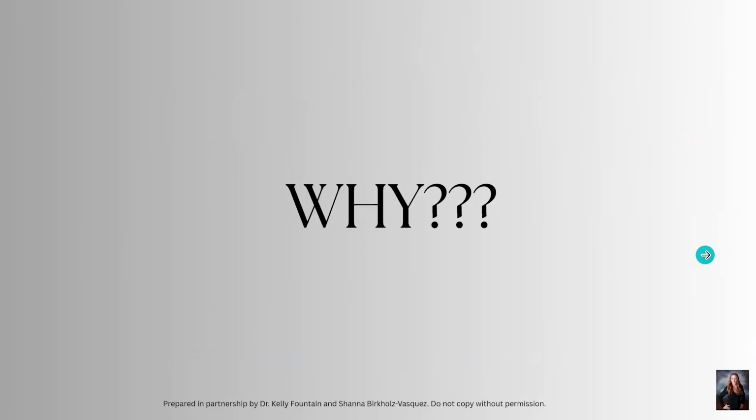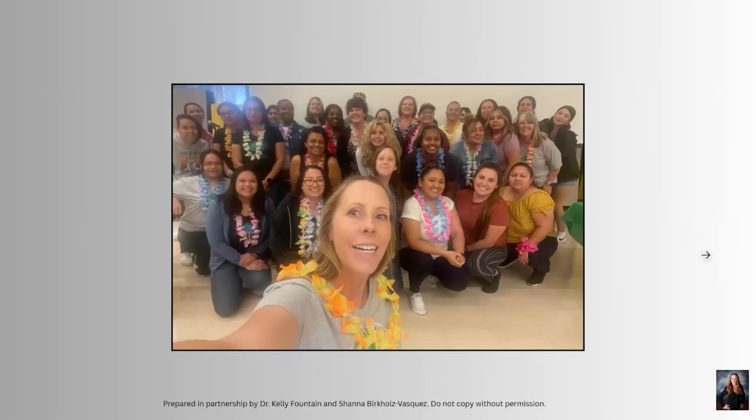So why did we do this? I'm going to tell you, this is a picture of me and the preschool staff. When the state started shifting 4-year-olds to the district, I started seeing the loss of these wonderful women's jobs. And so I had to think outside the box to figure out how can I save their jobs. They work really hard and they're experts in the work that they do.